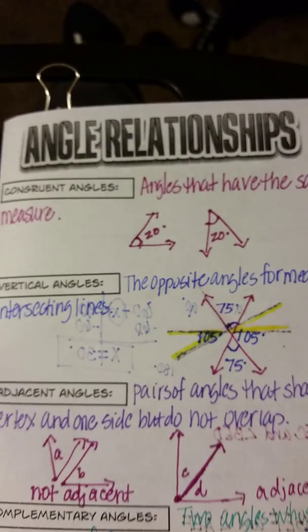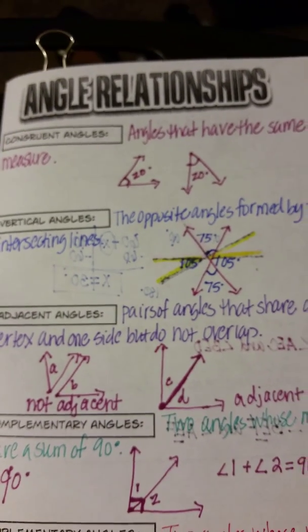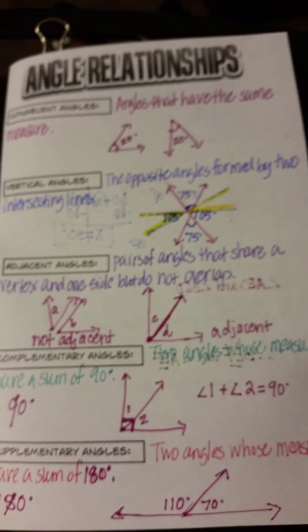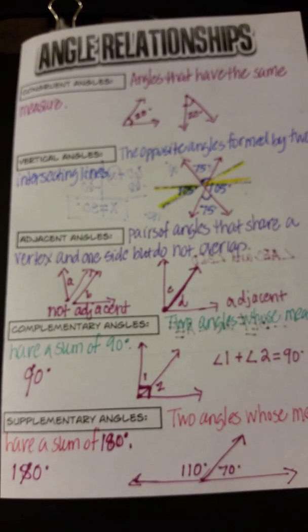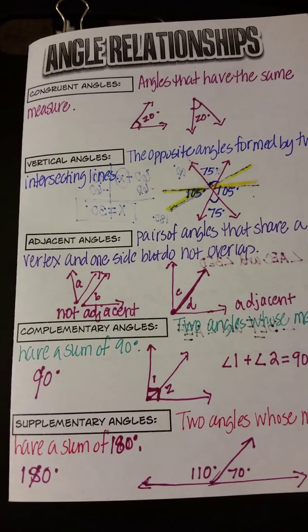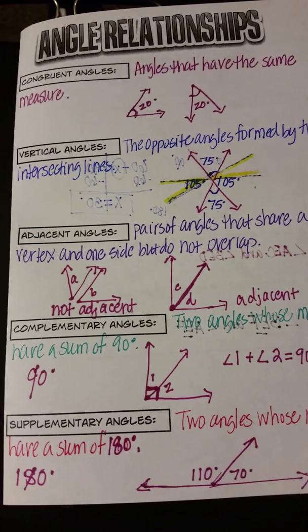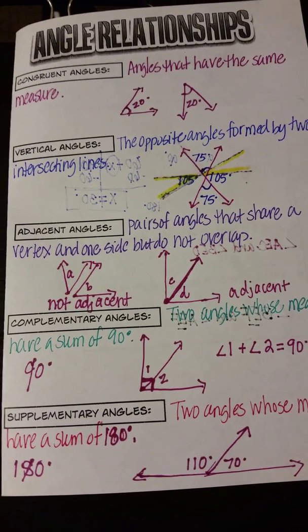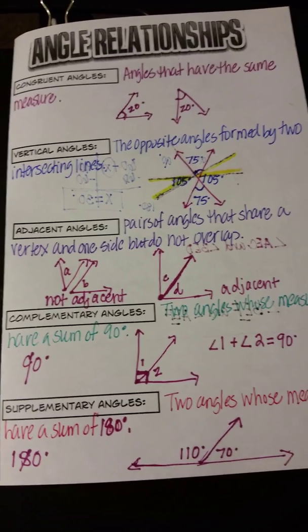So we just did angle relationships. In class tomorrow, be able to identify or classify congruent angles, vertical angles, adjacent angles, complementary angles, and supplementary angles.